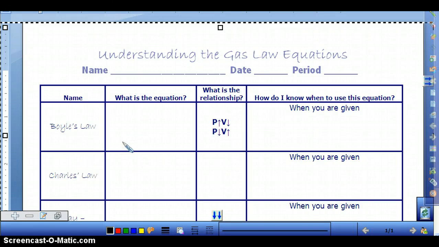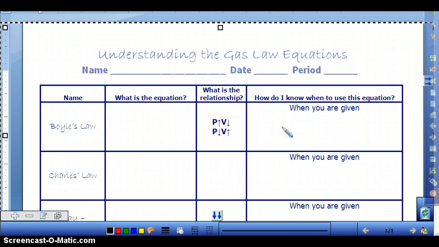All right, chemistry students, you should be looking at the worksheet that says Understanding the Gas Law Equations right now. I'm just going to take you through the 6 different laws that you're going to see. This paper is going to be very helpful to you because it's going to have all the laws, show you what the equation is, show you the relationship, and tell you when to use the equation.